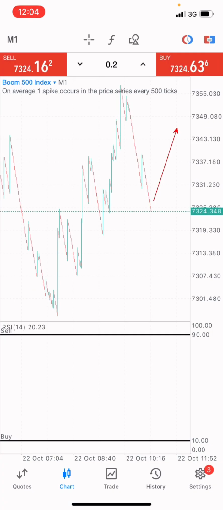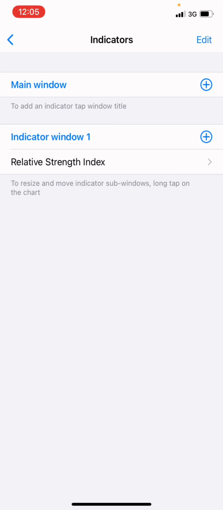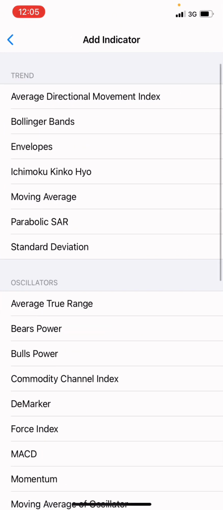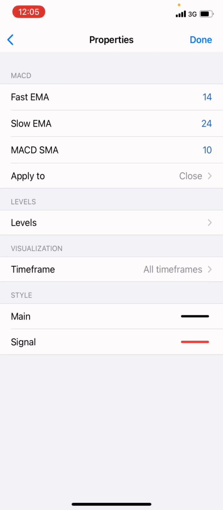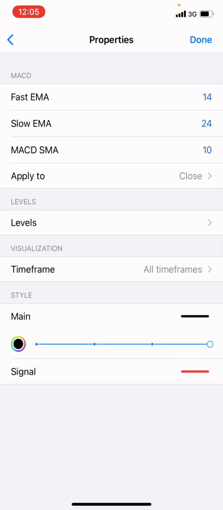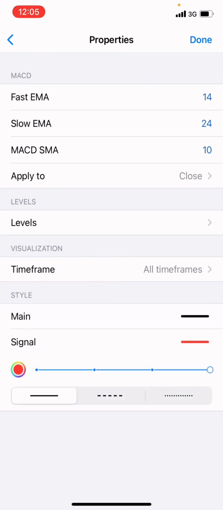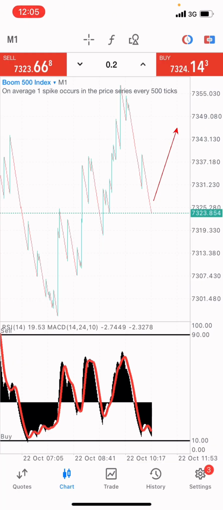Then what you do right here is to put on another indicator, which is the MACD, so that we can get a clear entry point. You use the fast EMA on 14, slow EMA 24, MACD SMA on level of 10. You apply to close on all time frames. Main color black or the 4 pixels, the signal red color with 4 pixels, just like this. You can see the parameters, then you click on done.